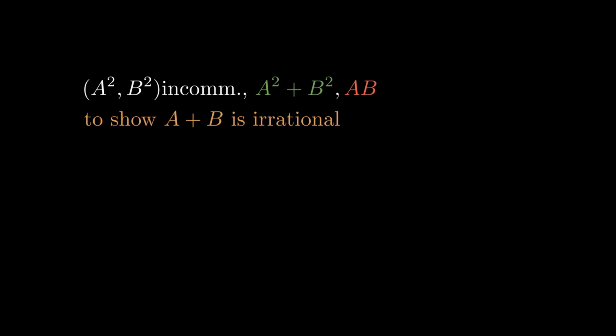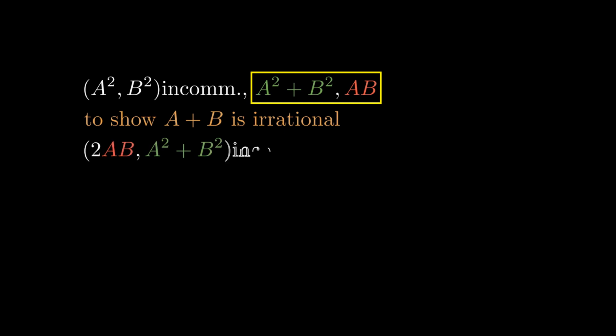Starting with two lines A and B, not commensurable in square, where the sum of squares is rational but their product is medial. If we add them together, we'll show we get an irrational number. AB is medial, so 2AB is medial. But a squared plus b squared is rational, so 2ab and a squared plus b squared are incommensurable.